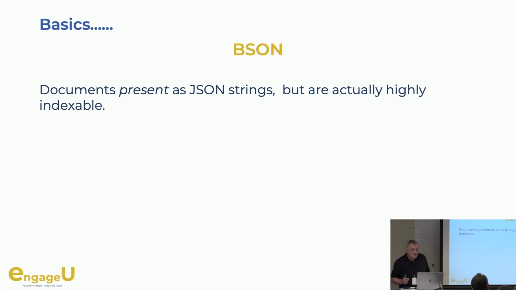Documents are presented as JSON strings, but they're actually stored in a format called, I think it's pronounced, boson or bson. If somebody knows, they can tell me. And they're highly indexable and highly structured. The JSON you see is kind of like Plato's shadow on the wall of a cave. It's not the real thing. It's a sort of mapping or an isomorphic image of it. But the real thing is deeper inside. And MongoDB knows exactly where to find each piece of a document.